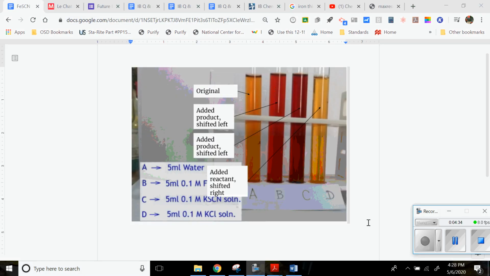Again, this is one of those labs that I really wish we were doing at school, because seeing this for yourself would make a lot more sense. But here are the 4 test tubes you would have created for this lab. And here's your original color. Here's one of the situations where we added product.